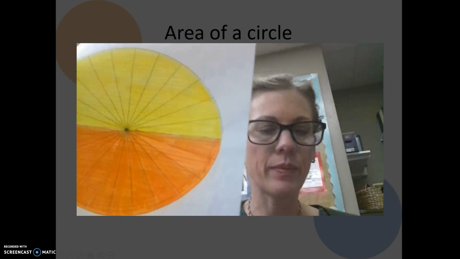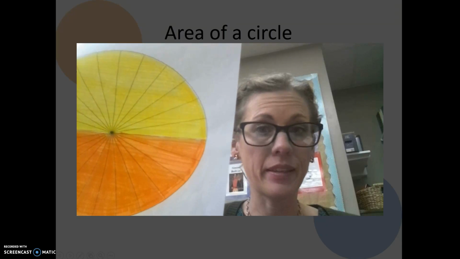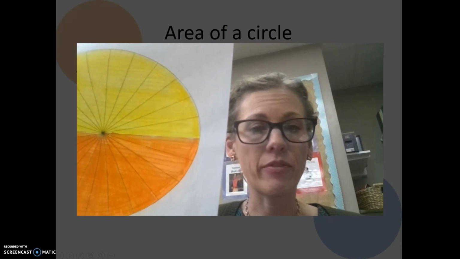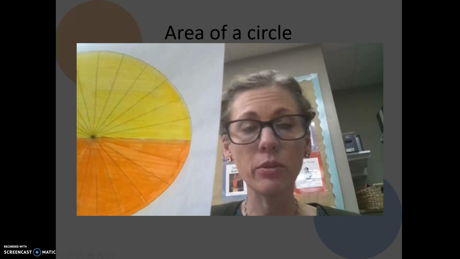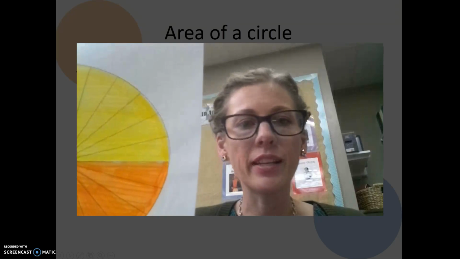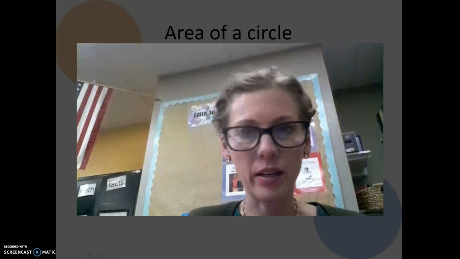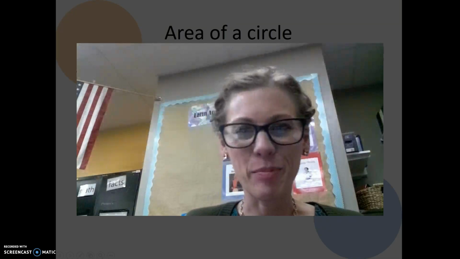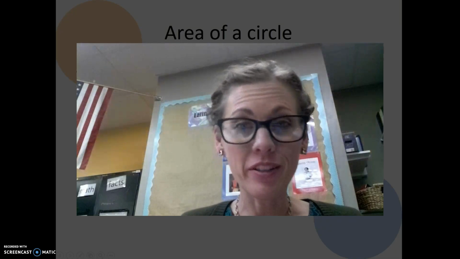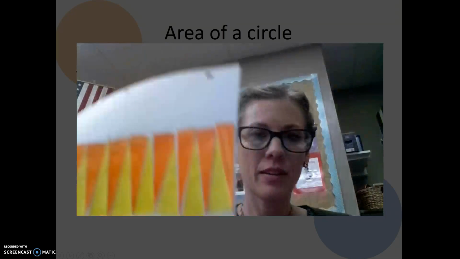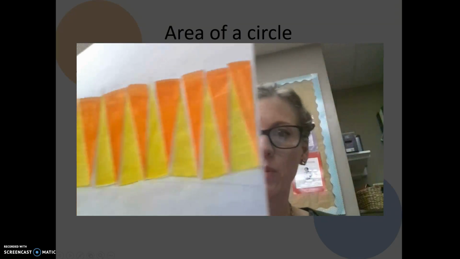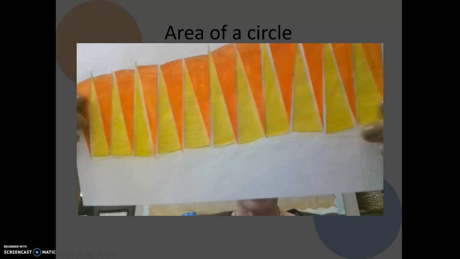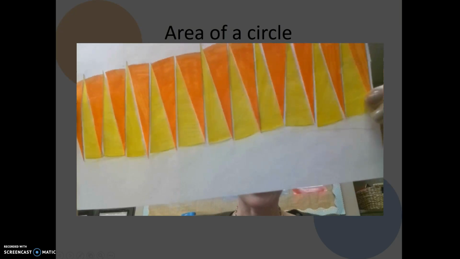Okay, so hopefully you have a circle that looks kind of like this. You color the top half one color, you color the bottom half another color, and then I told you to cut them out. And so you're going to end up with a whole lot of wedges, right? And they're probably kind of annoying me by now. But what I want you to do is line them up so that they look like this. So basically what you're doing is you're making a rectangle out of those wedges.